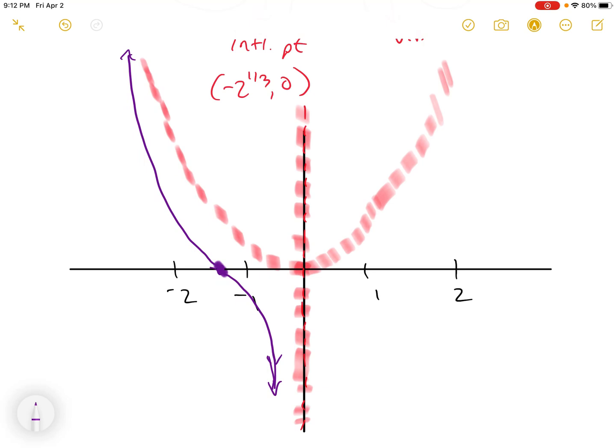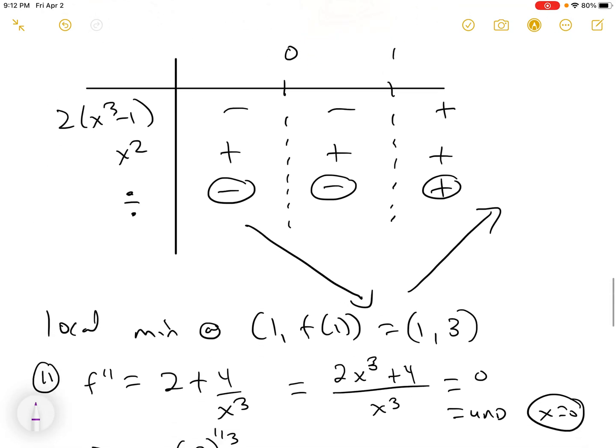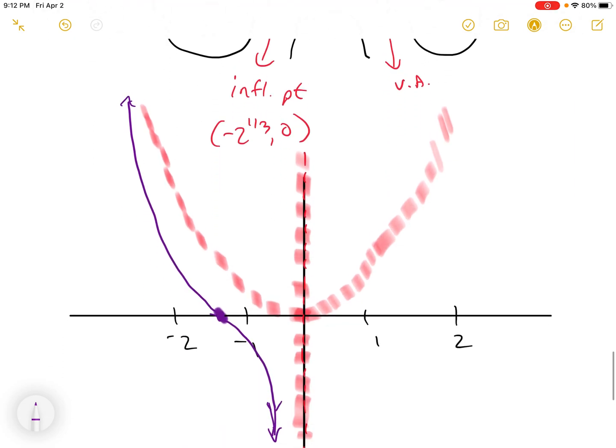So it must go. Oh, don't we have a minimum somewhere? I forgot. There is a min at 1,3. Thank goodness. So it's 1,3. So yeah, it does this. It comes down along here, and then it goes up like that.